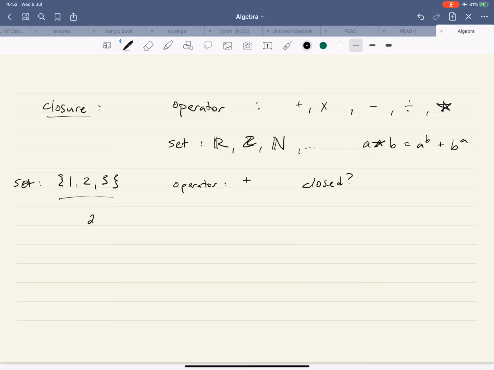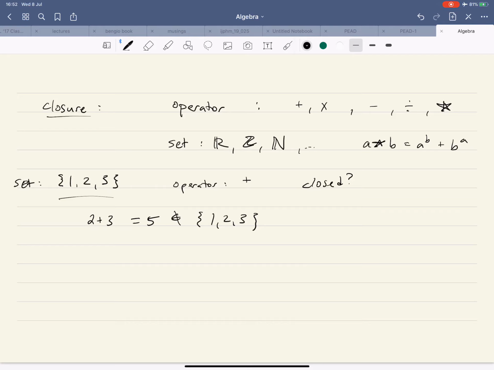Okay, so this is pretty easy. I could take 2 and 3 as my two inputs. That's going to give me 5. And 5 is not an element of 1, 2, 3. So therefore, 1, 2, 3 as a set is not closed under addition as the operator.